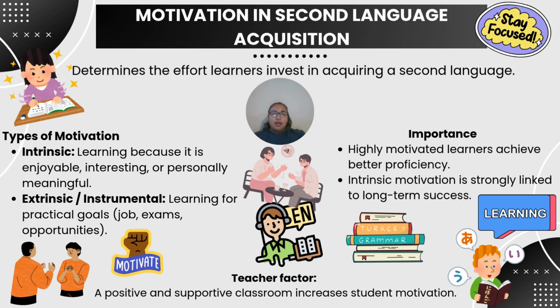On the other hand, extrinsic or instrumental motivation comes from external reasons. These include improved job opportunities, passing an exam, gaining prestige, or accessing academic information. Many adult learners have this type of motivation because English opens doors toward travel and education. According to research, neither type is optimally better, as success depends on personal and social factors. However, intrinsic motivation tends to promote long-term learning and greater commitment.